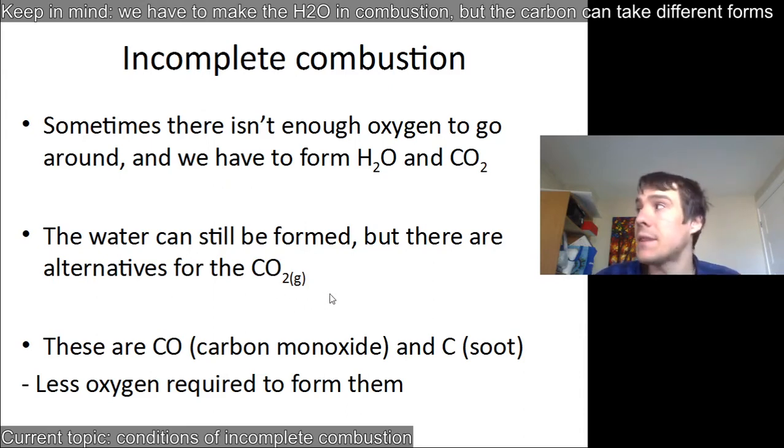So when there's not enough oxygen around, you get carbon monoxide and soot coming out. Carbon monoxide and soot, because there's less oxygen required to form them, right? CO2, 2 oxygens for every carbon. Carbon monoxide, just 1 oxygen for every carbon. Soot doesn't even have any oxygens at all. So that's what we call an incomplete combustion.